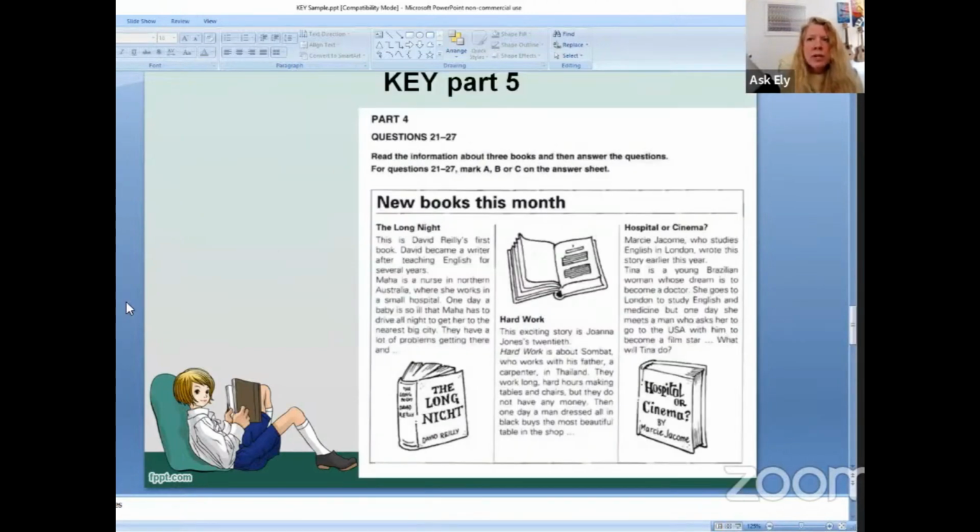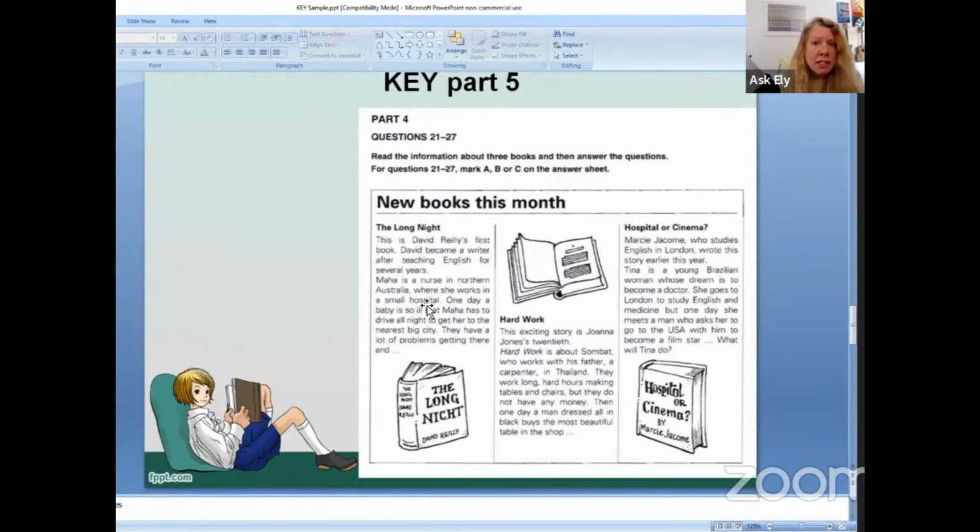Okay, so we're going to skim for what are some other things. When you think of doctors, you think of, where do they work? Hospital, clinics. They work with nurses. Okay, so those are some things we're going to look for. "Writer, teaching, is a nurse in Northern Australia where she works in a small hospital."